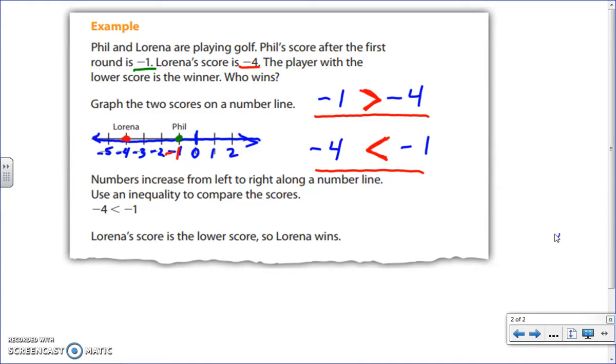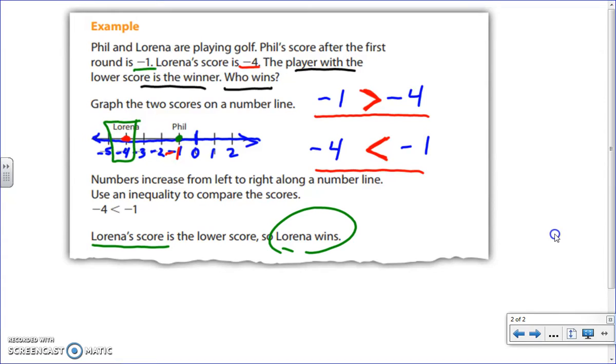So we need to make sure that we answer the question now that we've compared the numbers. It says who wins, and we need to keep in mind that the player with the lower score is the winner. So if -1 is the greater number, then -4 is the smaller number, indicating the winner. Lorena's score was lower, and in golf, that's how you win. So Lorena is the winner.